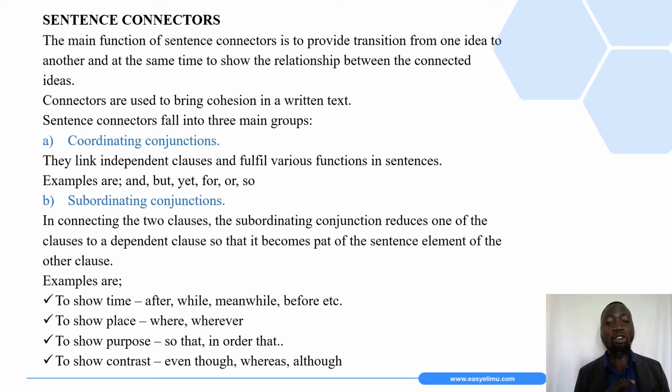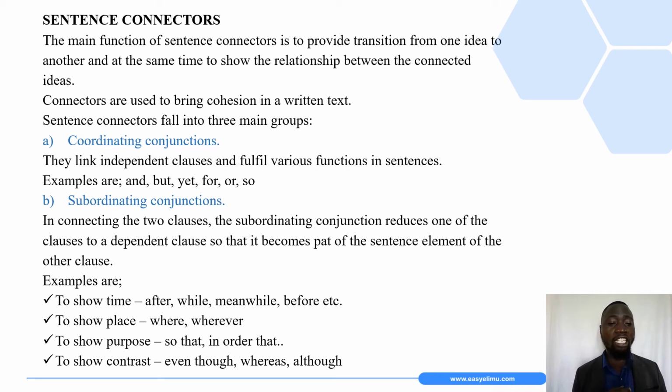The next group that we have is the subordinating conjunctions. In connecting the two clauses, the subordinating conjunction reduces one of the clauses to a dependent clause. Remember, a dependent clause is a clause that cannot stand on its own in a sentence. So I was saying that in connecting the two clauses, the subordinating conjunction reduces one of the clauses to a dependent clause so that it becomes part of the sentence element of the other clause.